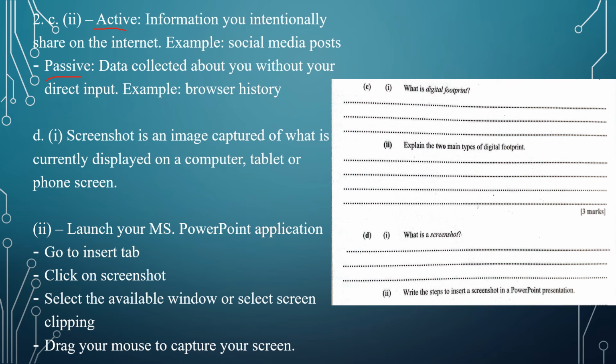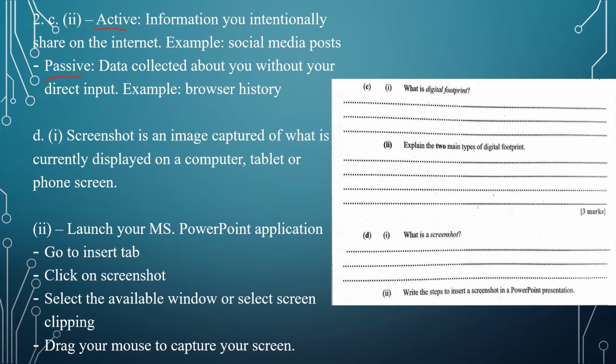So if you ever use a web browser, you know we have a section called history. You don't have to input your history there. The browser itself will store or collect all the pages you visited, and that is what we call history. So history is an example of digital footprint, but a passive one.